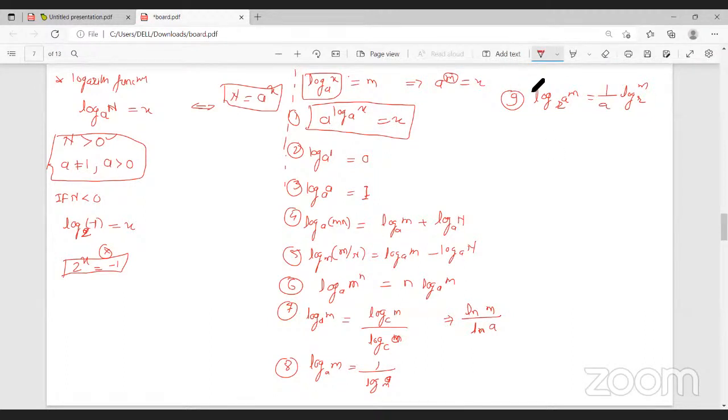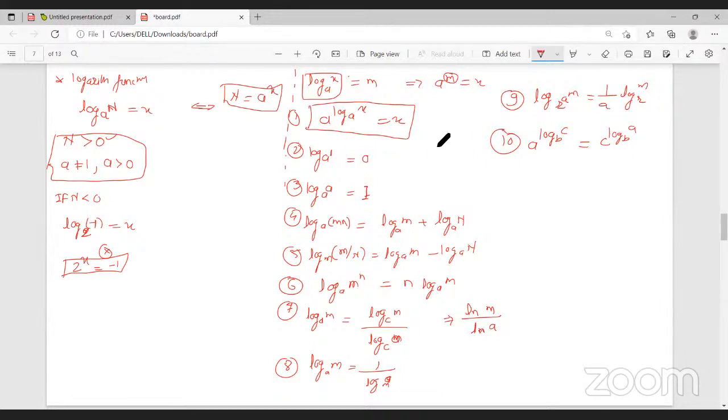I think these are 9 important properties. There's one more important property, you can note it down: log of c to the base b into log of b to the base a. Log b is the same here, but I can interchange the position of a and c here. So these 10 properties are there.